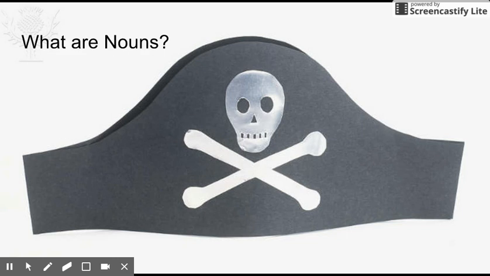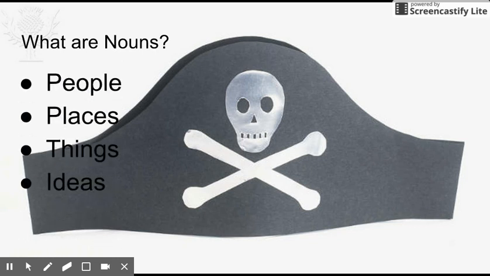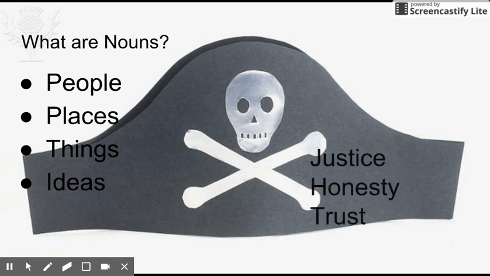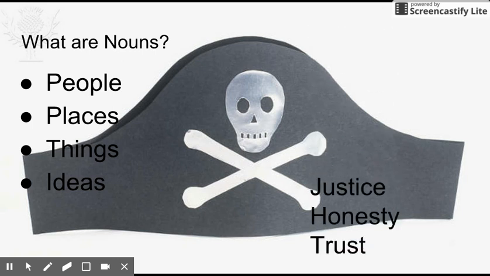So what are nouns? Take a minute and think about it. They're people, places, things, and the one that is often forgotten because you don't learn this one until you're older is ideas. The first three things you can see and touch. However, ideas are items you can't touch, like justice, honesty, and trust.